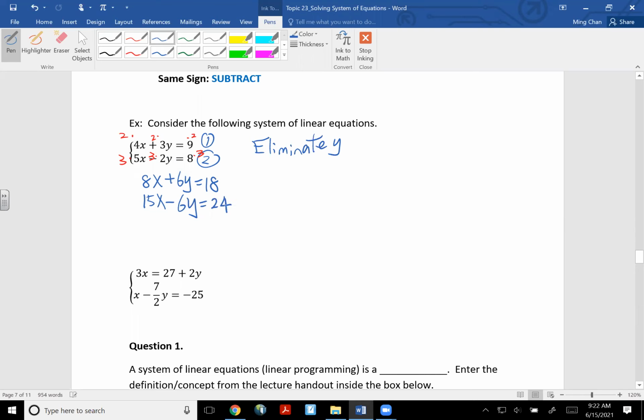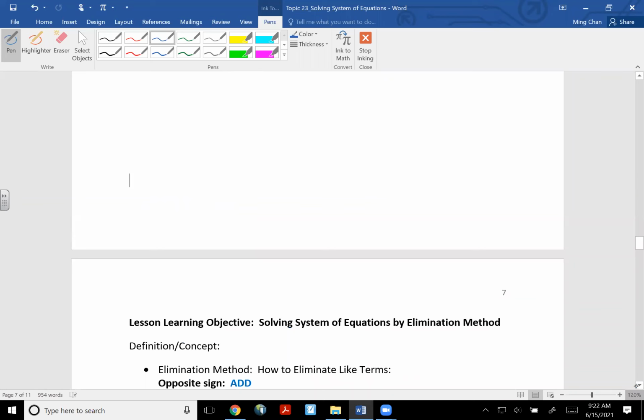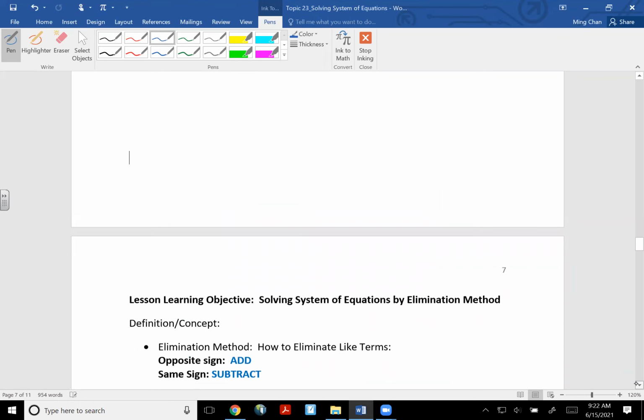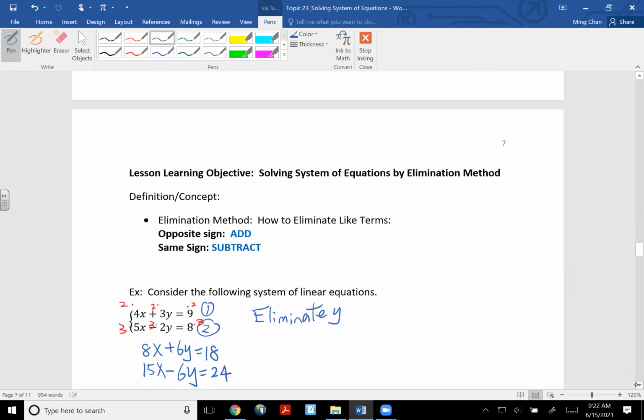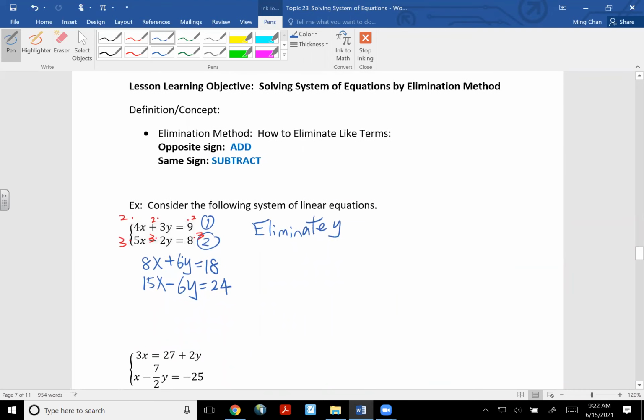So in order to eliminate one variable, we need to make sure the coefficient of the variable is the same. So we need to find a common multiple of those coefficients, and then we have to multiply the entire equation. We have to make the equation twice as large or 3 times as large. All right, so what do I mean by opposite sign? Opposite sign we add, same sign we subtract, which is right here. So in order to eliminate the 6y, since both terms have opposite signs, the way to eliminate them is by adding them. 6 plus negative 6 will automatically cancel out.